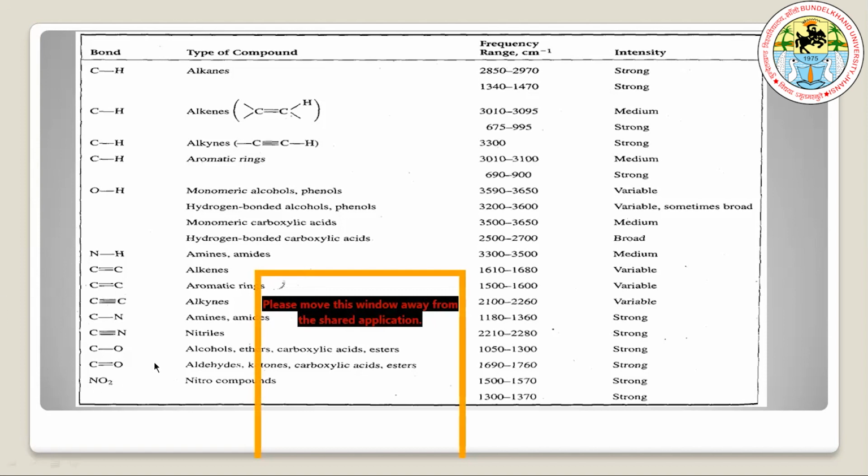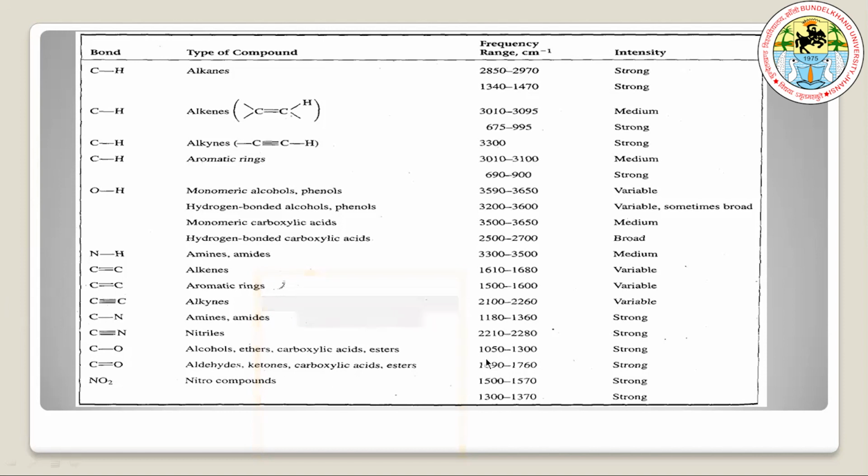Similarly, the carbonyl is also an important peak. It is present in aldehyde, ketone, carboxylic acid, etc. So if you observe a peak in the region of 1690 to 1760 centimeter inverse, it directly indicates the presence of a carbonyl group in your compound.